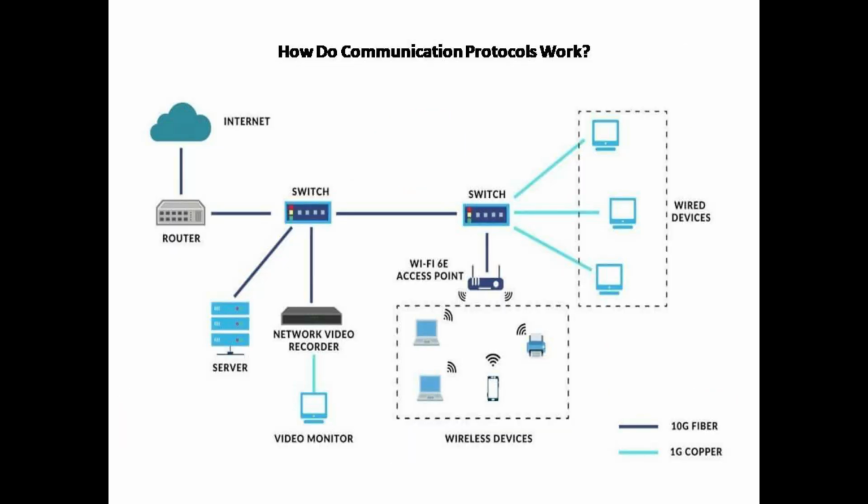You observe this image: this is the router, this is the internet provider, the switch, and the network video recorder, the video monitoring server, the Wi-Fi 6 access points, this printer, mobile, and Wi-Fi receiving devices.